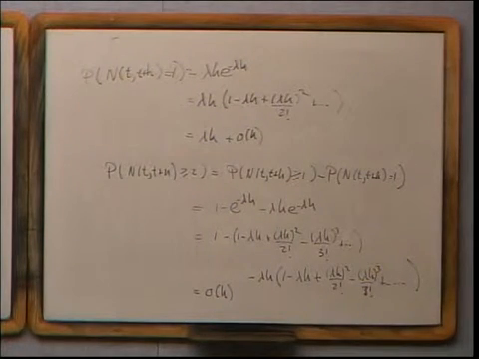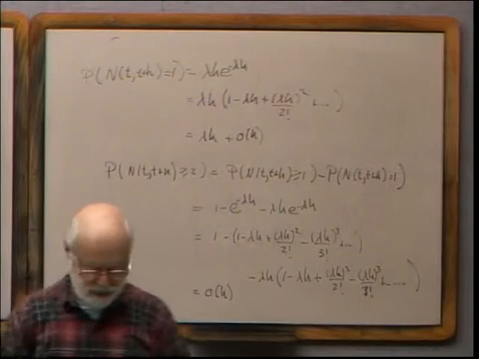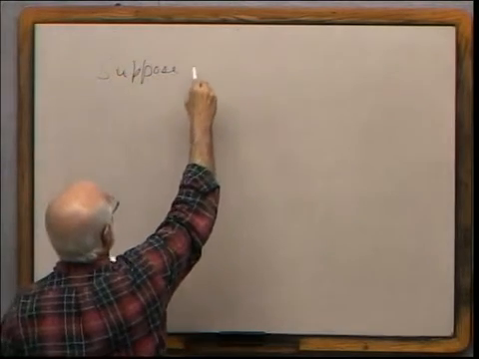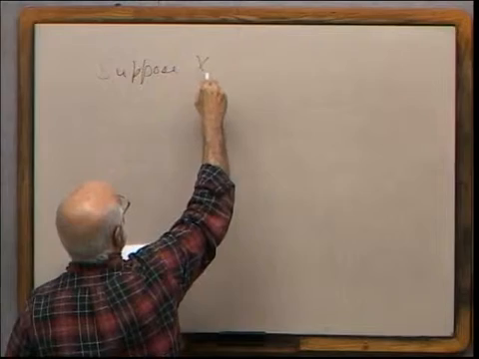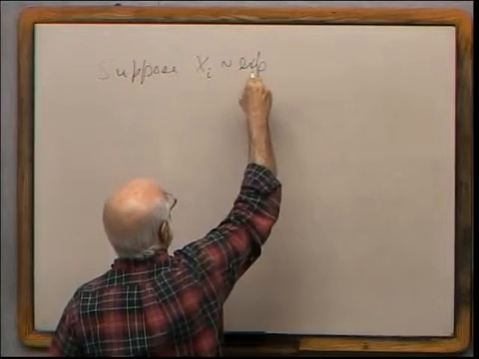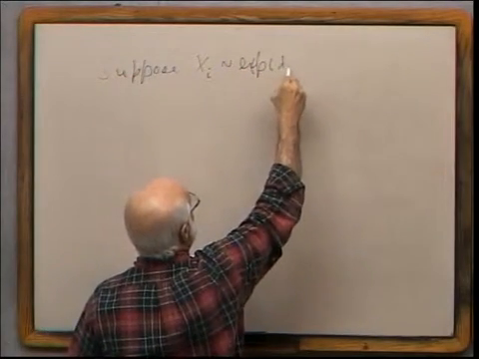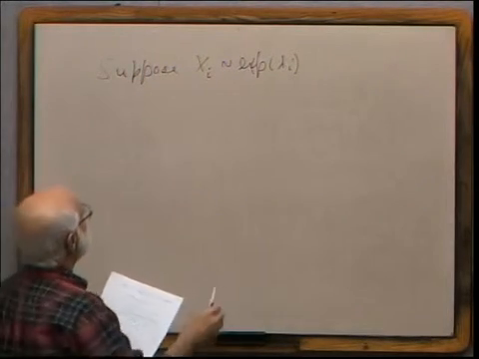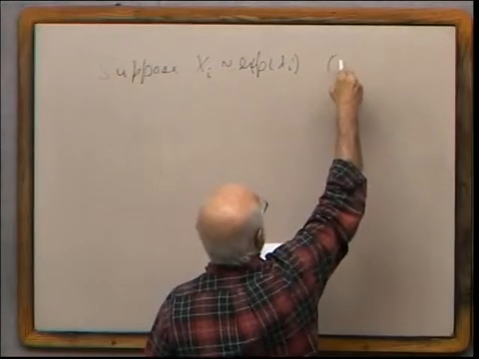Okay, so suppose that I have a bunch of exponentials. Suppose that I have these exponential variables. I'll call them xi, and each one is exponentially distributed with parameter lambda i. So in other words, I have a bunch of independent lifetimes, xi independent.